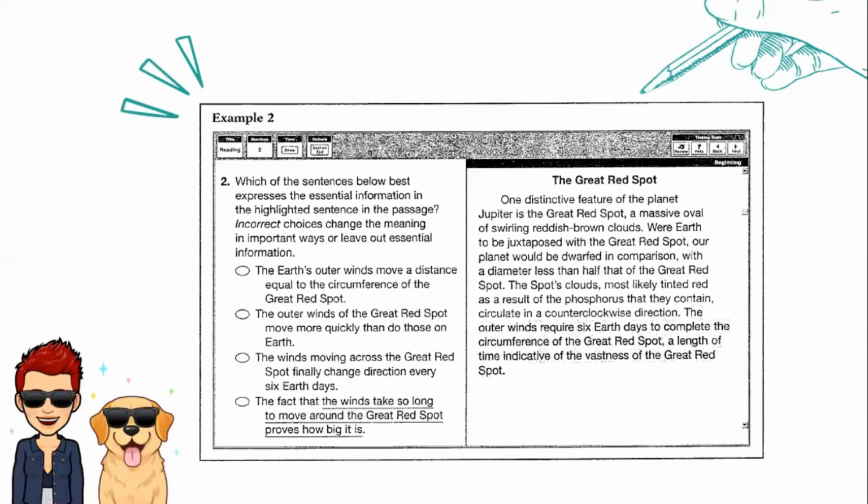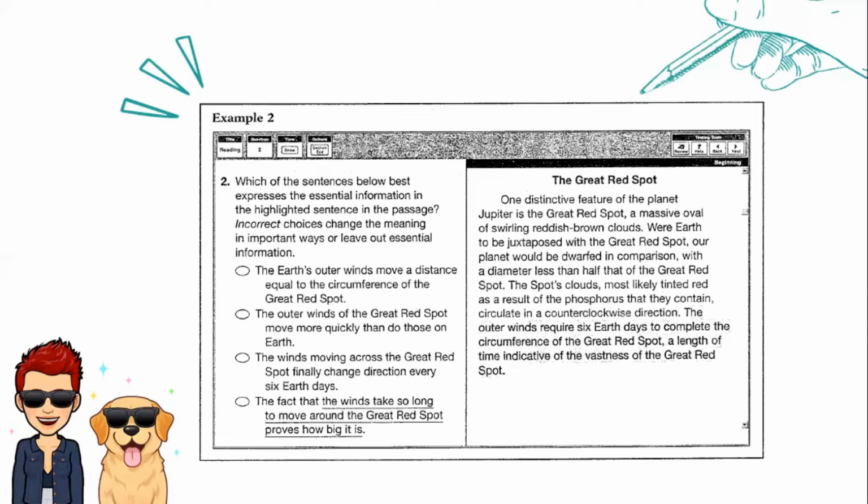Another example here, again, another part of the same text, and then they want you to give the essential information in the highlighted part. The highlighted part here is the final 4 sentences from the text. The outer winds require 6 Earth days to complete the circumference of the Great Red Spot, a length of time indicative of the vastness of the Great Red Spot. So the essential information here is the fact that the winds take so long to move around the Great Red Spot proves how big it is.